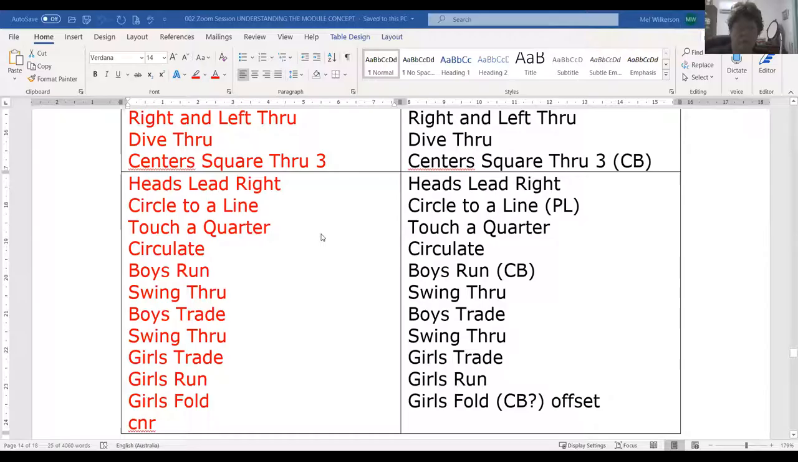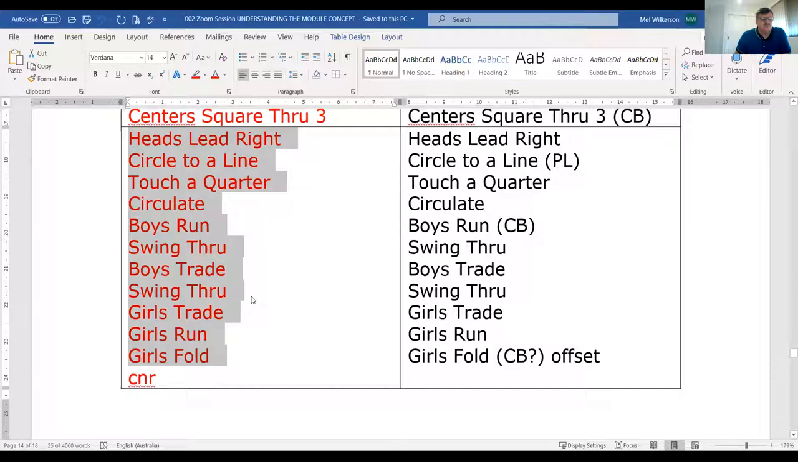So when I have that, I have... So you should be able to see what I mean. Yep. Now on the left side, I've got in red, that's for putting in determinations. On the right side, I've got circle to a line, partner line, corner box, question mark, offset.